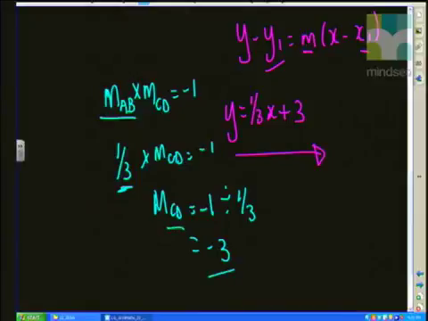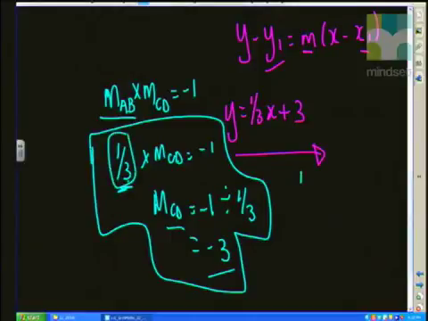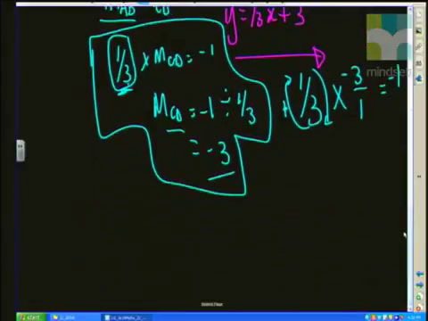You could also, if you didn't want to do this in the whole long working out version, since you know the product of the gradients is minus 1, if the one gradient is a third, all you do to get the other gradient is you tip these around, so it's going to become 3 over 1, and you change the sign. So this is positive, so you change the sign to a negative, and a third times its inverse, negative 3 over 1, will give me negative 1. So you could also just do it by looking. So the gradient of line CD is minus 3.